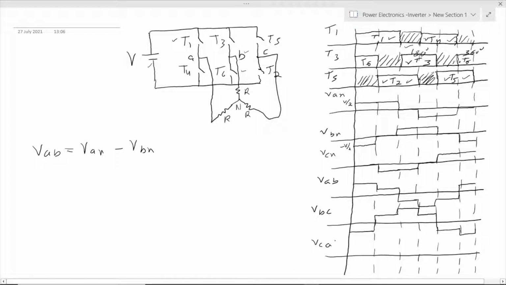So VCA will be VCN minus VAN. So VCN is 0, VAN is V by 2, so it will be minus V by 2. Next, VCN is V by 2 and VAN is 0, so it will be plus. So this will be the real picture. So these are the line voltages waveform.